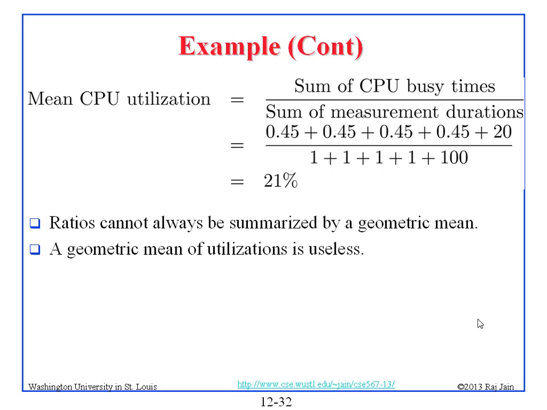So in this case, the total sum of the CPU busy time is of interest, as well as the total sum of the time, and therefore we do the numerator and the denominator separately. And therefore we see that ratios cannot always be handled by geometric mean. Okay? So this is more complicated than just geometric mean. A geometric mean of utilizations is useless, as we saw.